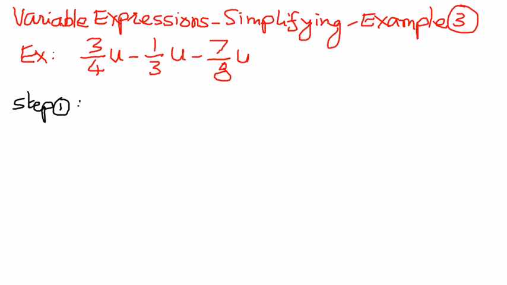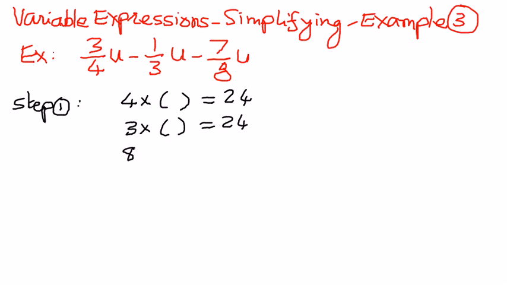First thing, we want to find a common denominator for these numbers, and the way to do that is as follows. We want to know 4 times what number is equal to a number, and let's say that number is 24, and then we want to know 3 times what number is equal to 24, and then also 8 times what number is equal to 24. We know our times table, and therefore we can now come back and say that 4 times 6 is 24, 3 times 8 is 24, and 8 times 3 is 24.